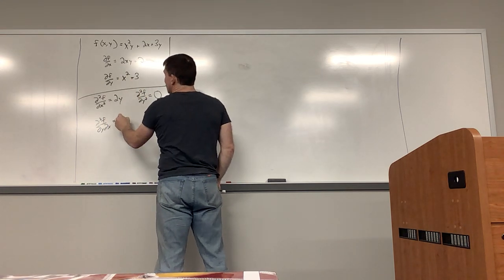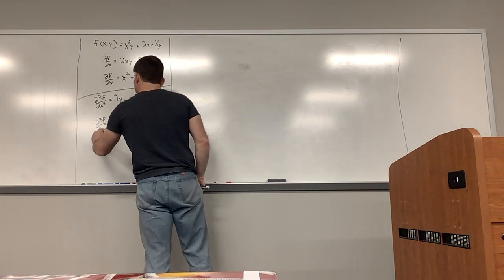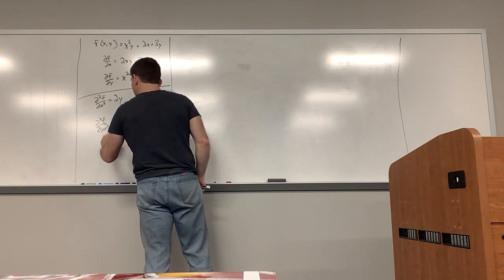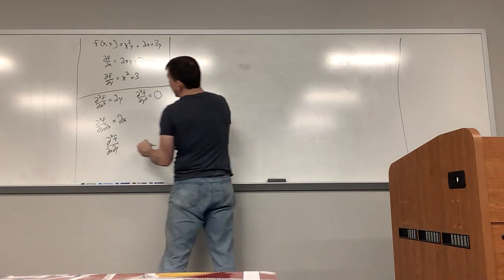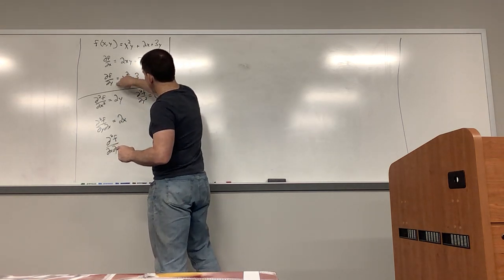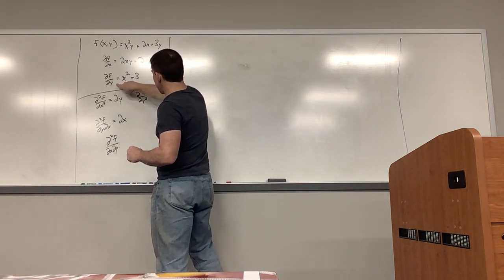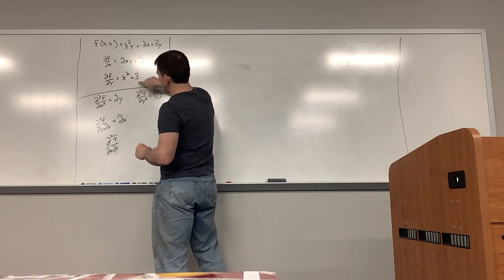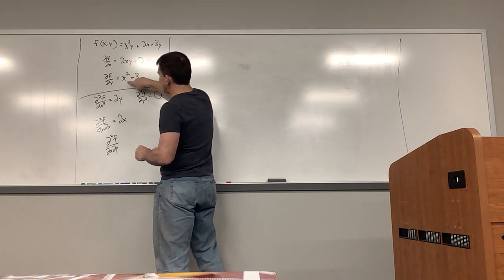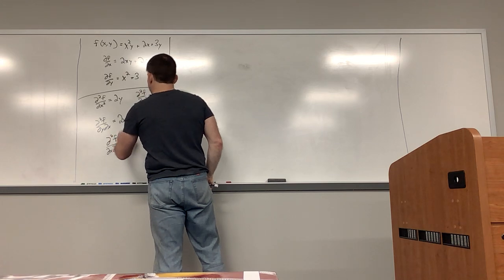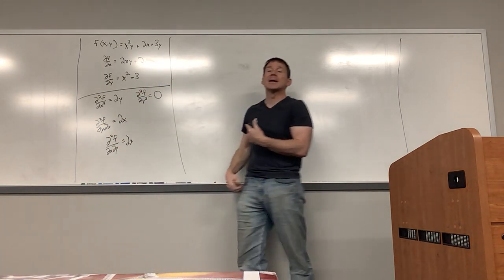2 is constant, so it goes away. Then if I do the other mixed partial, the partial of f_xy, so with respect to y first and then x, I take the partial with respect to y first, then the partial with respect to x. With respect to x, the derivative of x squared is 2x. That's a constant, and it goes away.